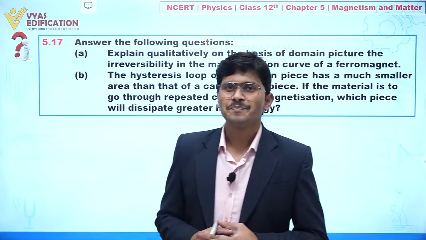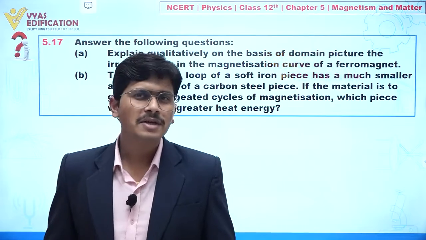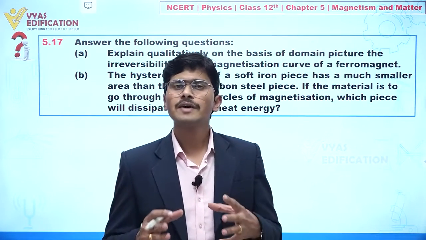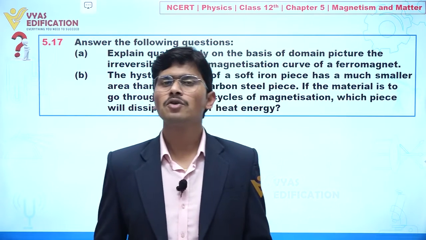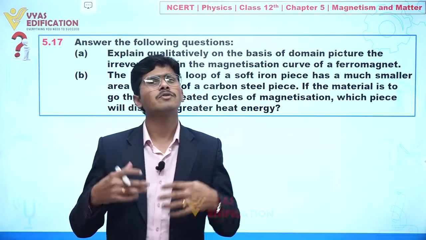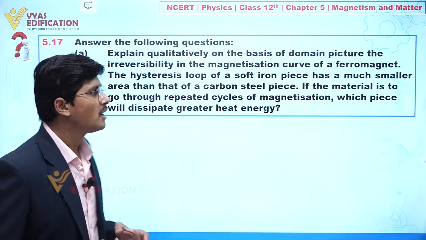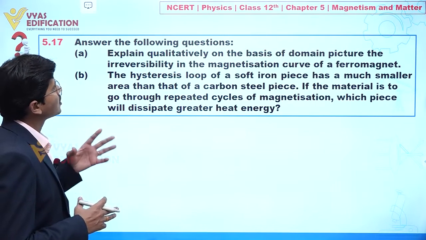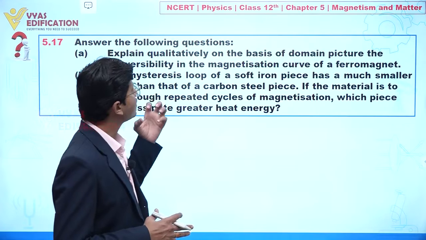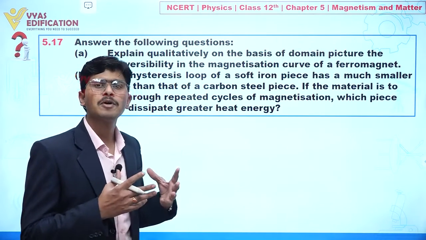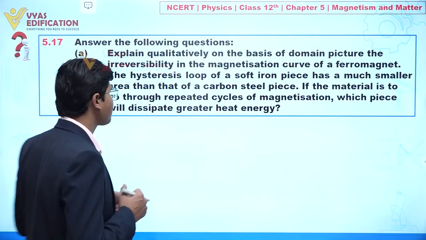Irreversibility means, first of all, that whatever energy we are supplying, we are not recovering that much amount of energy back. That is known as irreversibility. But how can we explain the concept of irreversibility in a ferromagnet with the help of a domain picture? So concentrate here.